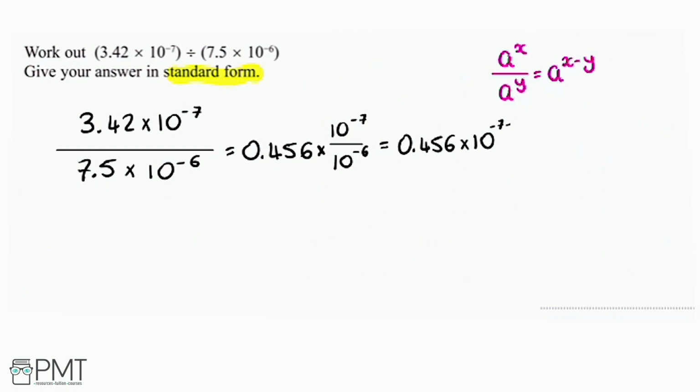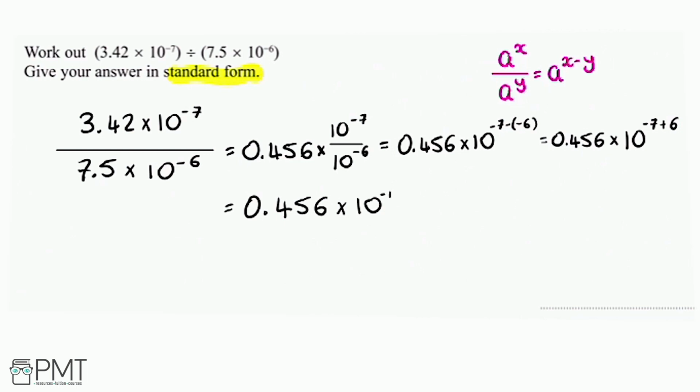Now this is very important. It's minus brackets minus 6. It would be very easy to accidentally leave one of those minuses out, so remember that. So we're then going to have 0.456 multiplied by, if we minus a minus, that turns into addition. So we've got 10 to the power of minus 7 plus 6, which equals 0.456 multiplied by 10. Minus 7 plus 6 is minus 1. So we got 0.456 multiplied by 10 to the power minus 1.